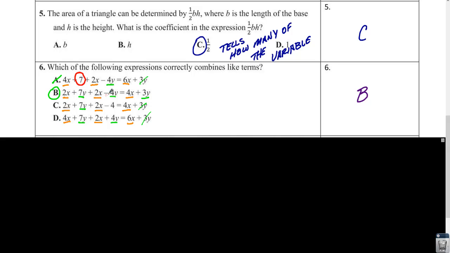2 x's and 2 more x's, 4 x's, great. 7 y's minus 4. Oh yeah, no, see this 3y? Somebody made the mistake of taking the 4 away from the 7y. You can't do that. They're different kinds of terms.